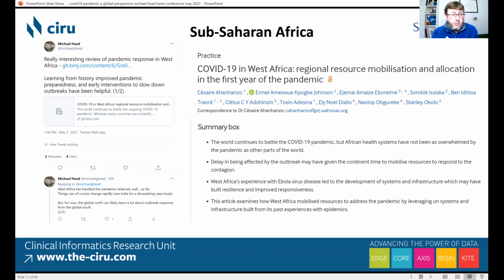And as you can see from my tweets on the left, particularly the bottom one, I think that those of us in the global north can actually learn a lot about outbreak response from the global south, and perhaps particularly across many parts of sub-Saharan Africa. We should be learning from them rather than having the colonial type attitudes of the other way around.